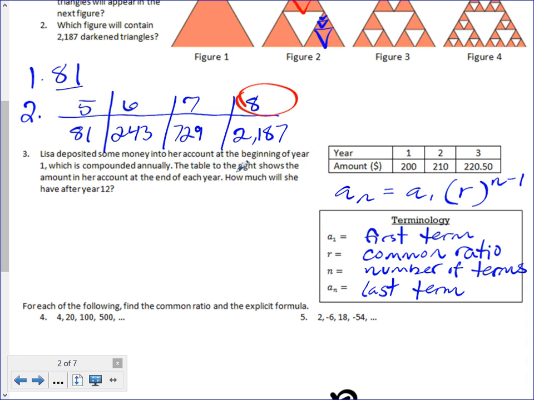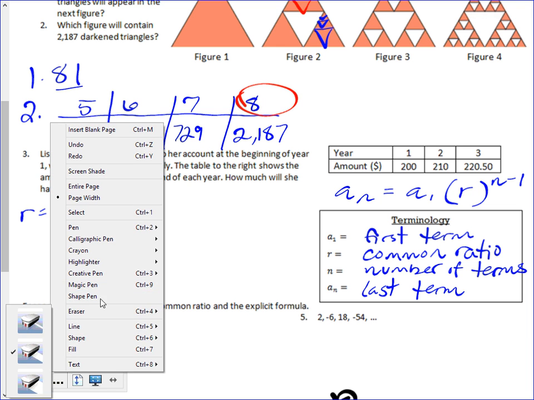Okay, the table to the right is the amount. How much will she have after year 12? So, first thing is this. What's the common ratio? Or is this a common difference? Is it a difference or a ratio? But how would you know?